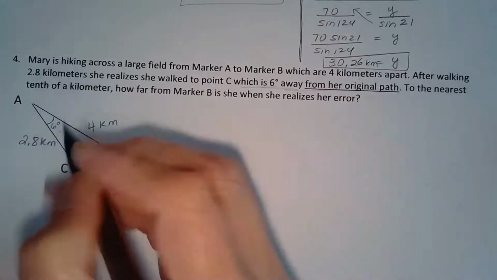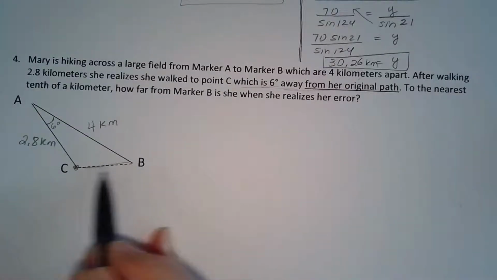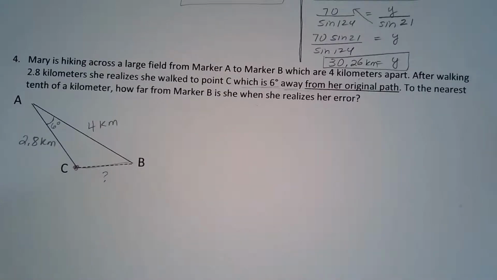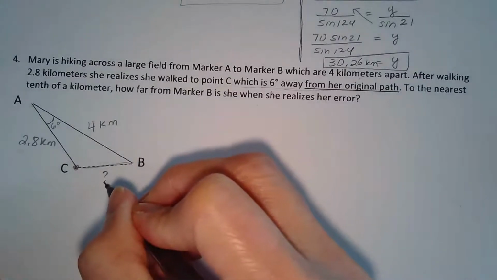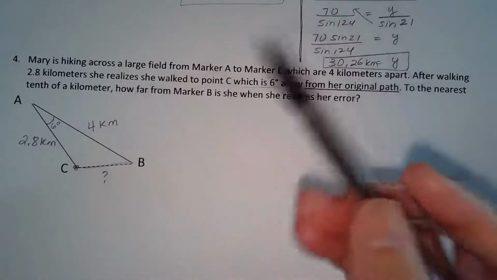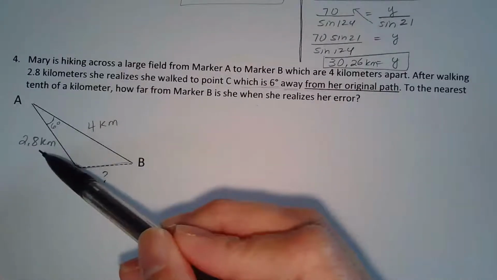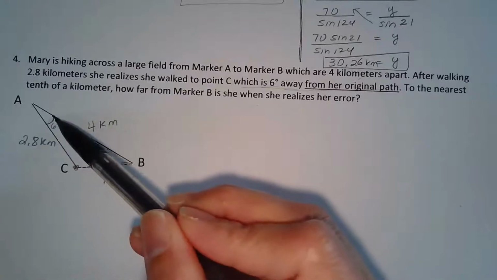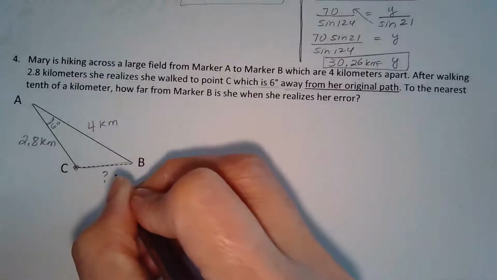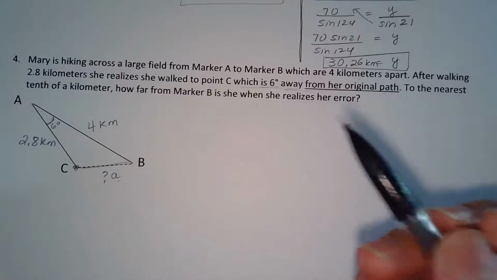how far from marker B is she when she realized her error? After walking 2.8 kilometers, she's over here. How far is she from getting to that point? That's what we're trying to figure out. So what do I see? We don't have a complete ratio, but I can see a sandwich here, because the given angle is sandwiched between the two given sides, and I'm solving for this side. So this one calls for cosine law.